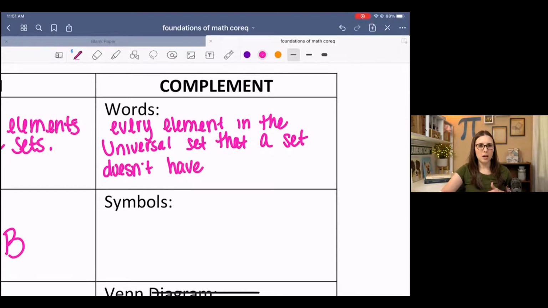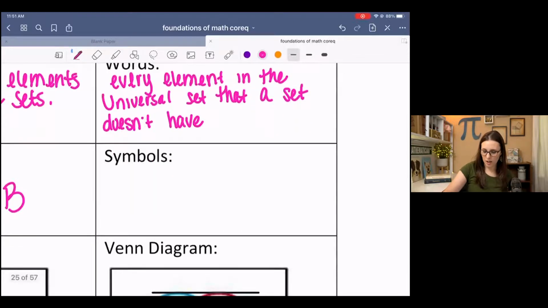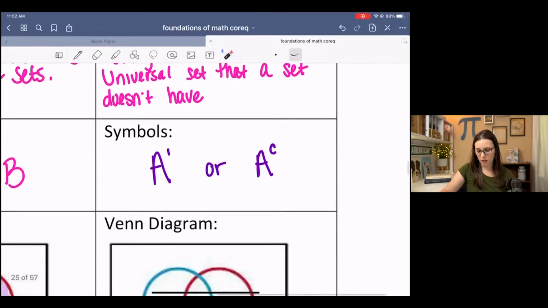So if I say the complement of A, then I'm listing everything outside of A, everything that A doesn't have. And there's two symbols for this that I've seen. You can do a little apostrophe, or I've even seen a little C instead. Both of those are fine. I think this one is a little more popular with the apostrophe.